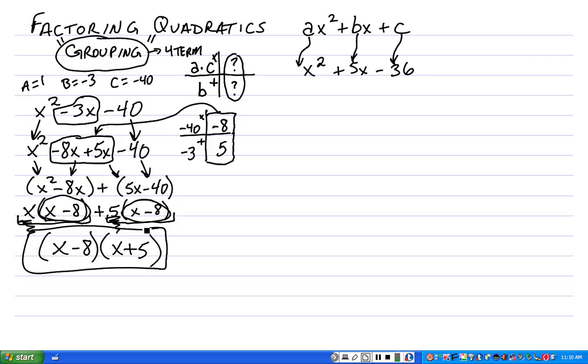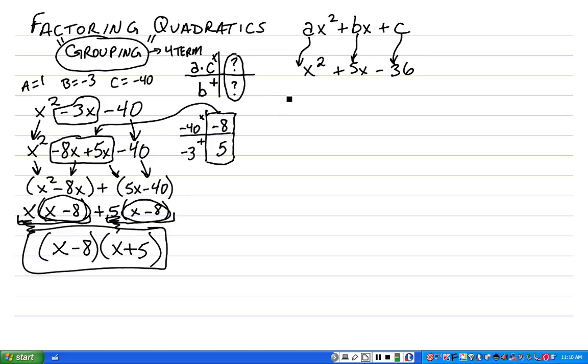Alright, so now using grouping is typically a little bit longer process than trying to factor a quadratic by reverse FOIL, but it tends to do a better job of keeping you on track, and is a more direct way, I would say, of getting to the proper factors. Okay, so there's one. Alright, let's look at another.